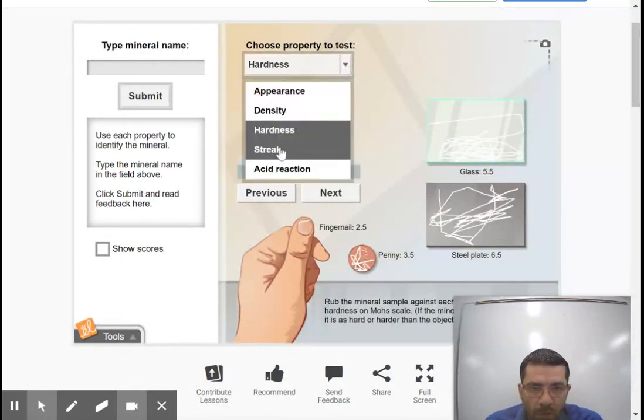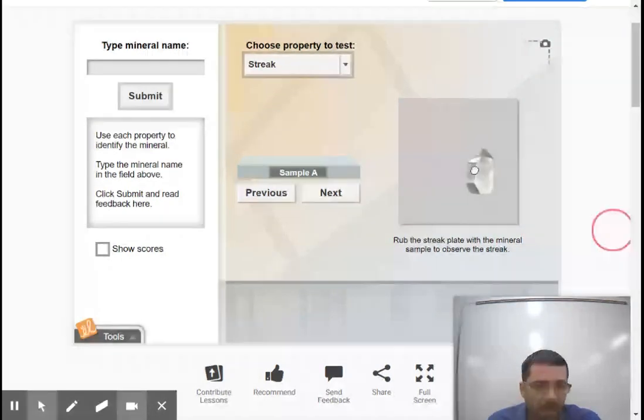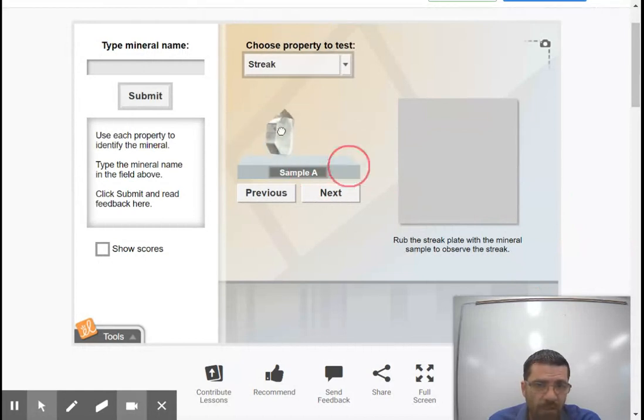All right, so if we go to streak, again, this was what I showed you example with the pyrite. You're going to scratch on a plate and see what kind of streak it leaves. And this has no streak. So you would indicate that.